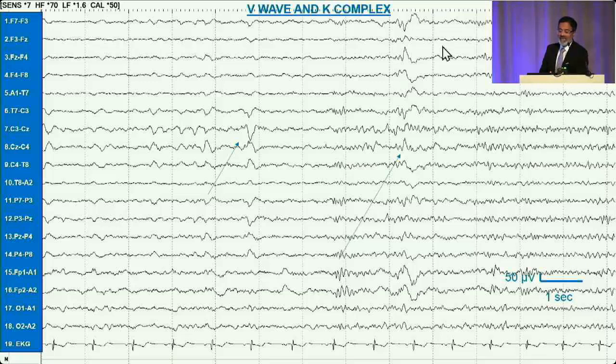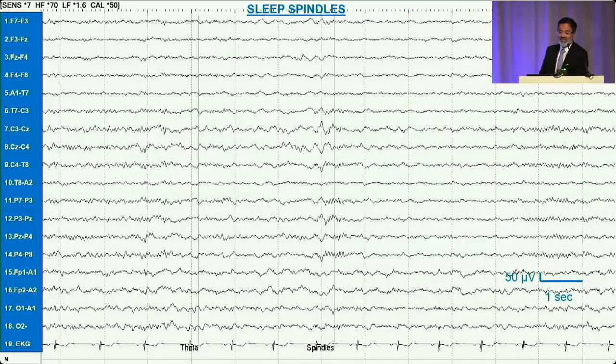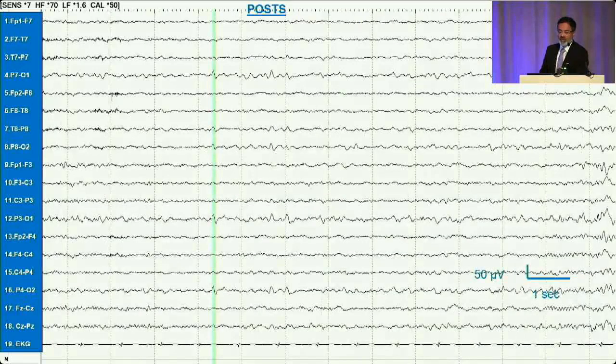Immediately after this is a K complex, which is a very large, high amplitude frontocentral delta activity that is superimposed on spindles. And that is also evidence for stage 2 sleep. Here's another example of spindle activity. Spindle activity occurs within the alpha frequency, and it's also seen maximum in the midline. It's evidence of stage 2 sleep.